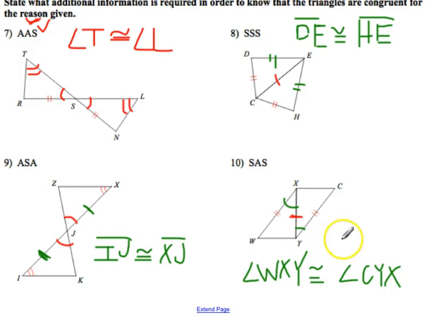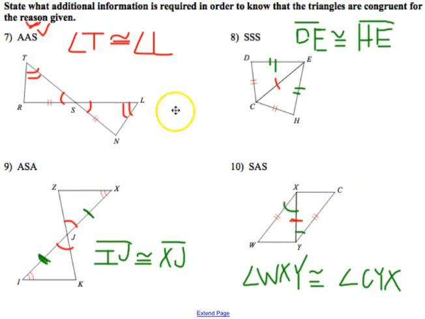Lastly, side angle side. This one was tricky because you couldn't just say angle x is congruent to angle y. Since you had two angles coming off of one letter, remember in Module 1, we have to name that angle with 3 letters. And so this would have to be the angle for side angle side. So I said WXY had to be congruent to CYX. And you could have flipped that order and said YXW was congruent to XYC.